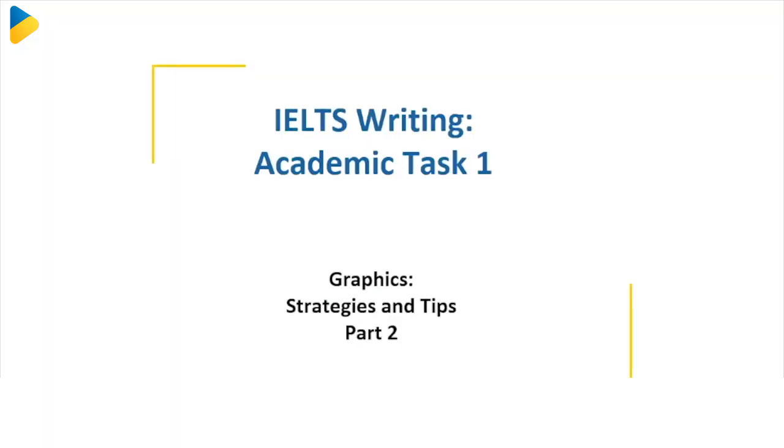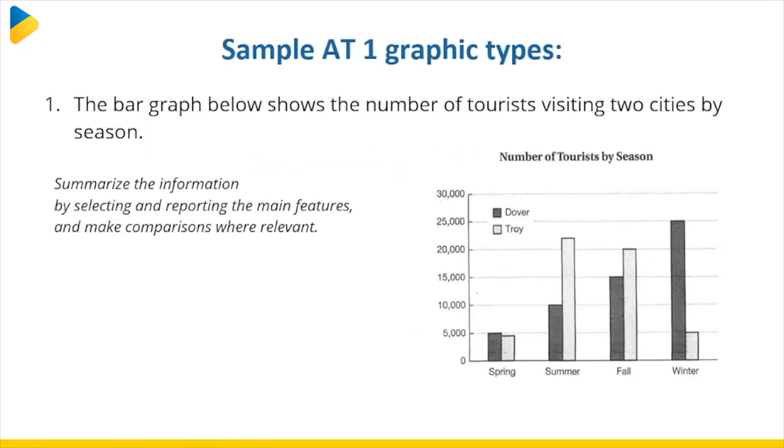IELTS Writing Academic Task 1, Part 2. The first graphic we're going to review is a bar chart. So here we have a topic. The bar graph below shows the number of tourists visiting two cities by season. So this is the topic and the main idea of the essay you're going to write about.